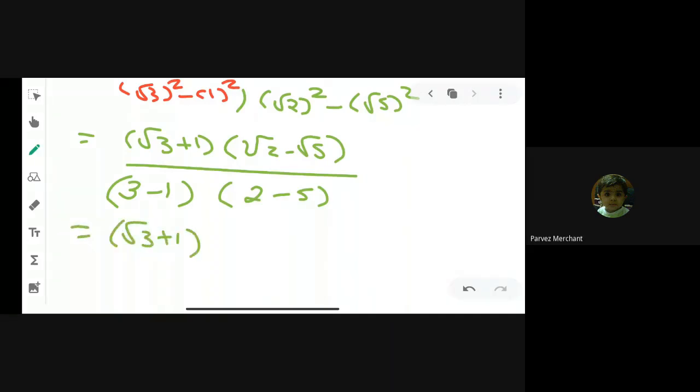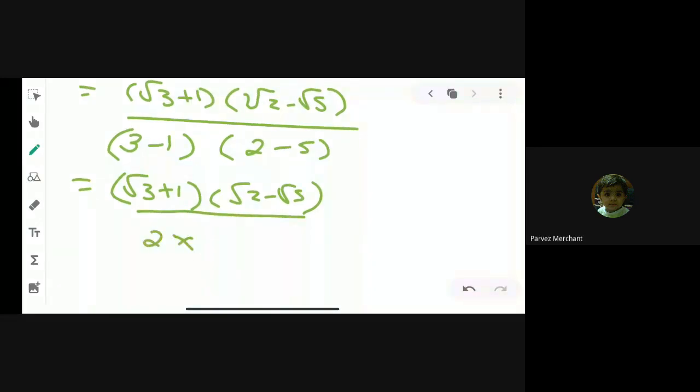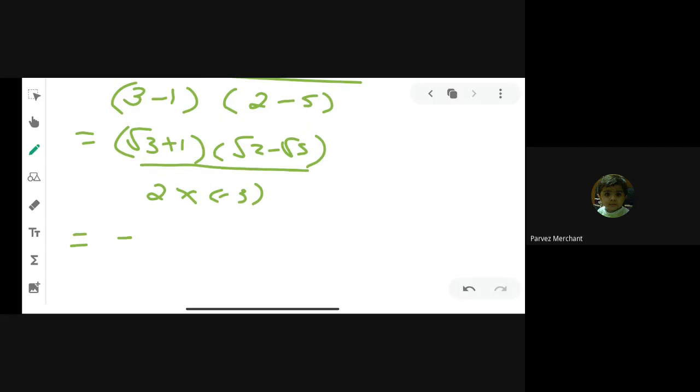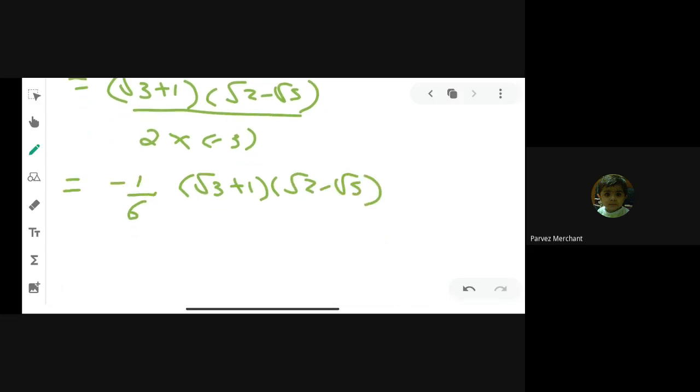Okay, now we are simplifying this question. Root 2 minus root 5 upon 3 minus 1, 2, and 2 minus 5, minus 3. So what is the answer? Minus 1 upon 6, root 3 plus 1, root 2 minus root 5. And if you want to enter this minus sign into this bracket, so what is the answer? 1 by 6, root 3 plus 1, and we are entering the negative sign into the second bracket. It means root 5 minus root 2. It is your final answer. Like this, we are doing rationalization of any irrational number. Clear, all of you?